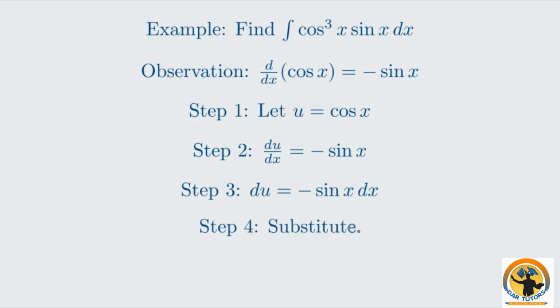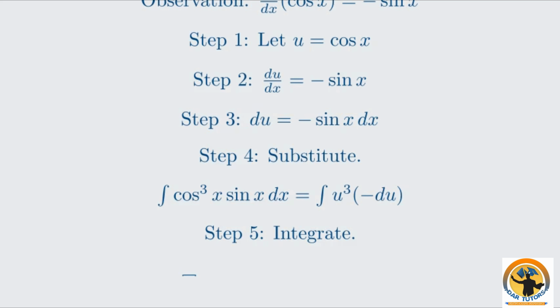Now we substitute. Cosine x becomes u, so cosine cubed x is u cubed. Sine x dx is negative du. Our integral becomes the integral of u cubed times negative du. We can pull the negative sign out. The integral of u cubed is u to the 4 over 4. So we have negative u to the 4 over 4 plus c.